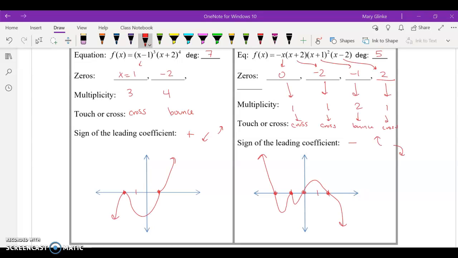Okay, so for the bottom left one, my graph should start low and end high. It should bounce at -2 and cross at 1. For the next one, my graph should start high and end low because of the negative out in front. You cross at -2, bounce at -1, cross at both 0 and 2. And again, this isn't going to give you the exact points, but it'll give you a good picture of your graph so that you can answer various questions about your graph.